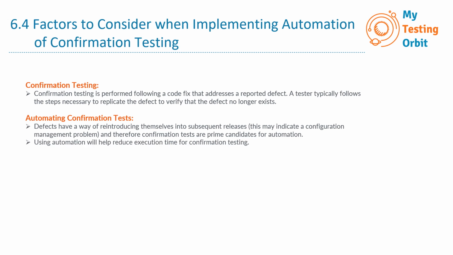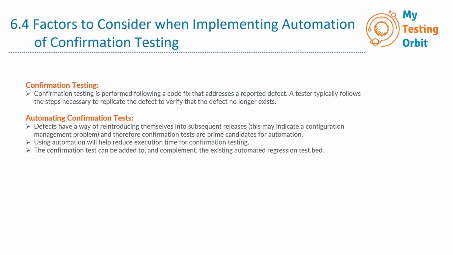Then the second point is using automation will help reduce execution time for confirmation testing. So instead of manually executing each step to confirm that a fix is effective, automated scripts or tools can repeat these steps quickly and accurately. And by automating these confirmation tests, teams can efficiently rerun them whenever needed without the need for manual intervention each time a new version or a fix is deployed. So this not only saves time, but it also enhances the reliability of the testing process.